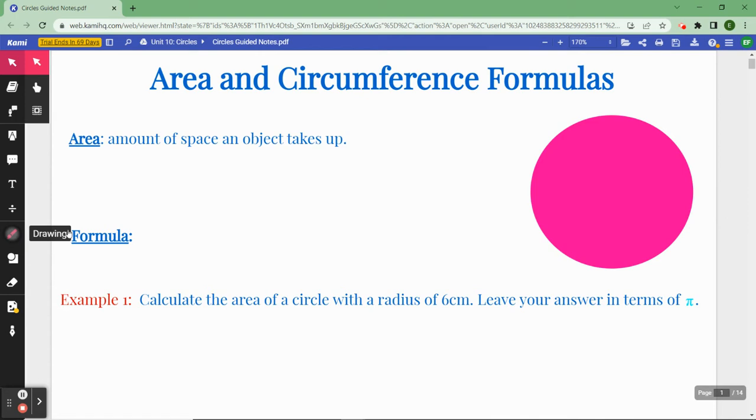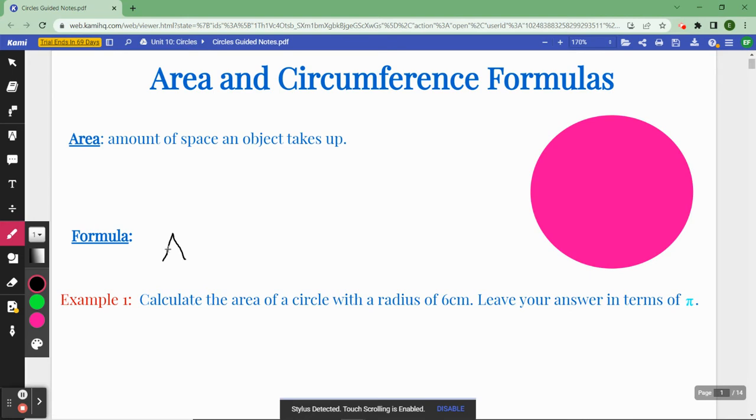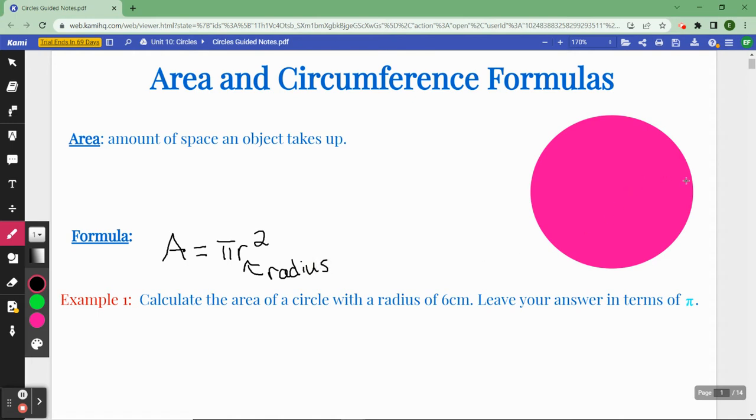So the area formula is going to be A equals pi r squared, where r is going to be the radius of our circle. So radius, as a reminder, is a segment that goes from the center of the circle out to the edge, which is also equivalent to half of a diameter. And we can leave our answer, we'll see some examples here where we leave our answer in terms of pi. Otherwise, if we're going to do a decimal approximate, we can say that pi is approximately 3.14.